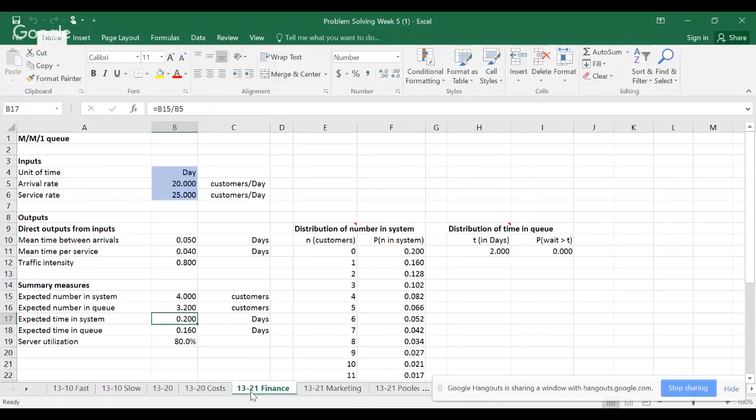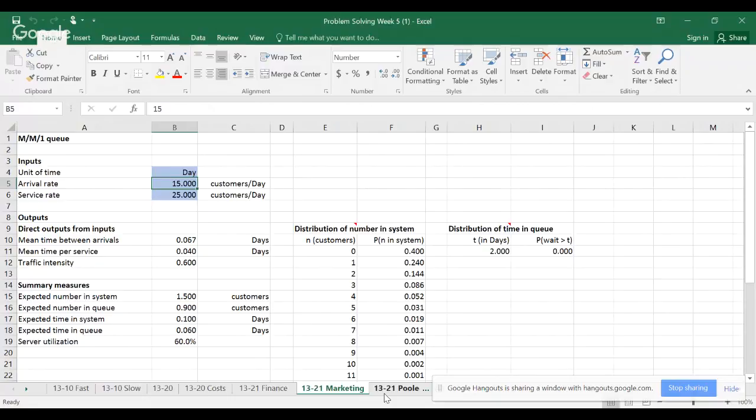So it takes 0.2 days for the finance department. The marketing department has the same typing rate, but they have fewer letters, so they get theirs a little faster. So it's 0.1. Okay, they wait 0.1.